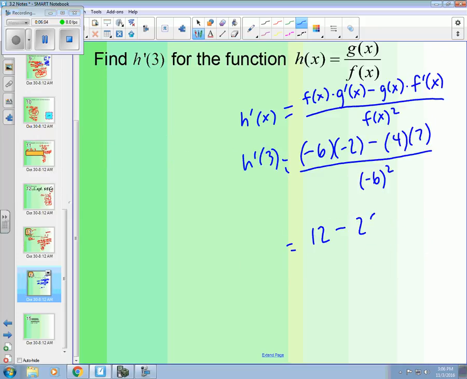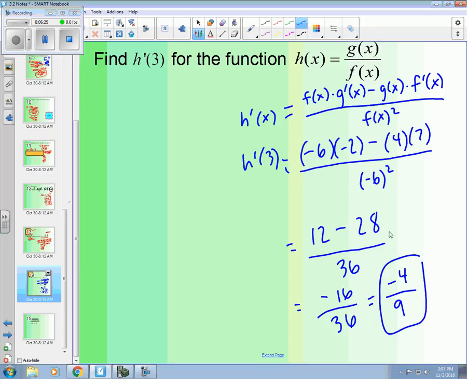We got 12 minus 28 over negative 6 squared, which is going to be positive 36. If we subtract on top, we get that. Now just simplify this answer out. Looks like 4 would go into both of those. 4 goes into the top one 4 times, 4 goes into 36 9 times. Negative 4/9 would be the answer.